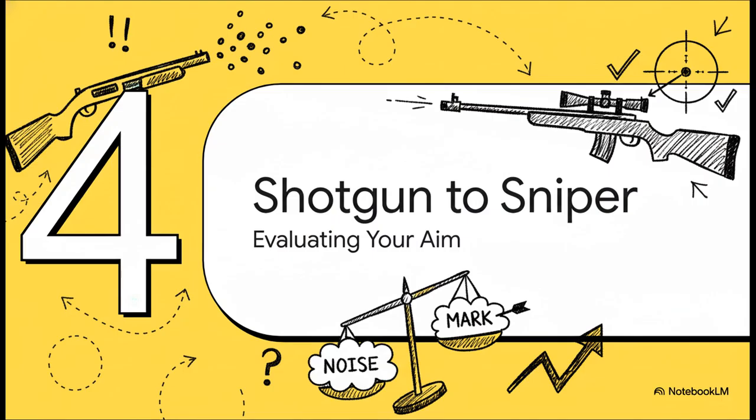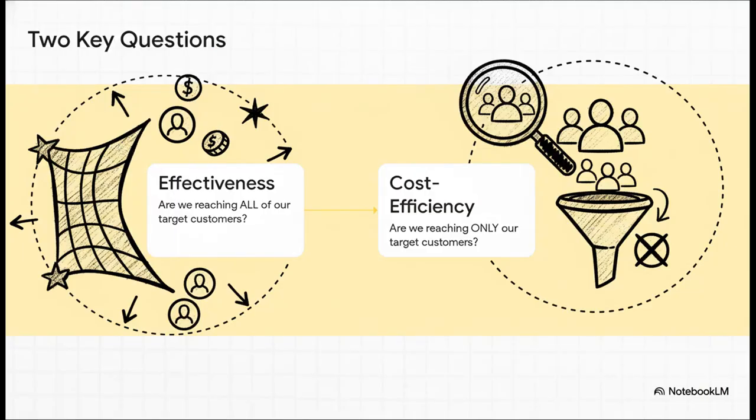All right, so with this whole framework in mind, how do we evaluate what we're already doing? How can you tell if you're operating with the precision of a sniper rifle or just making a whole lot of noise with a shotgun? Well, it boils down to asking yourself two very simple but brutally honest questions. First, on effectiveness: are we reaching all the people we should be? And second, on cost efficiency: are we wasting money reaching people we shouldn't be talking to at all?